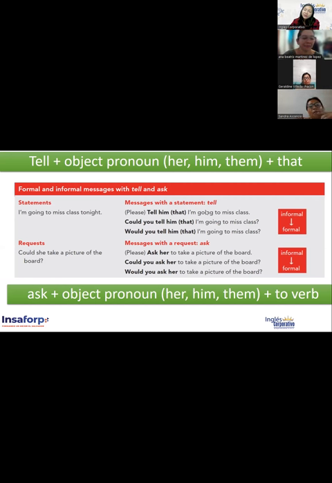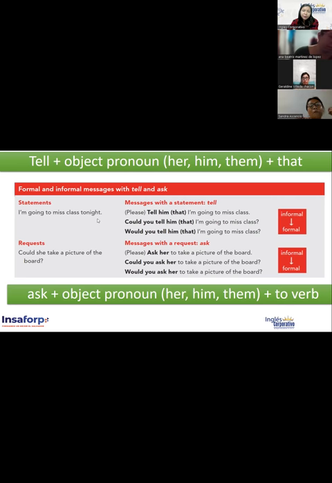Okay, Anna, I'm going to explain first, and maybe later we can check the platform together to see the exercise. Okay, so here you can see the messages with a statement, tell. I'm going to miss class tonight. This is the message. Please tell him that is optional. You can use it or not. You can omit it. Tell him I'm going to miss class. Or tell him that I am going to miss class. Could you tell him that I'm going to miss class?